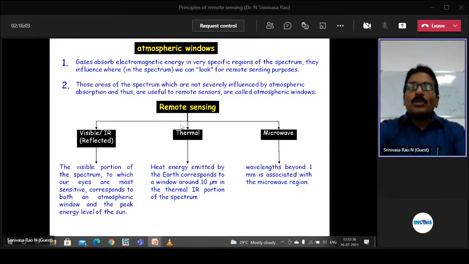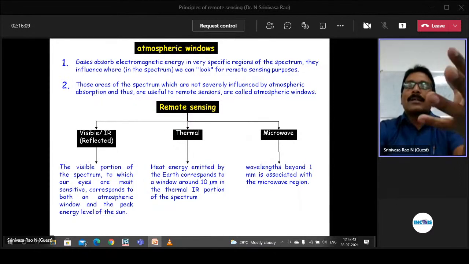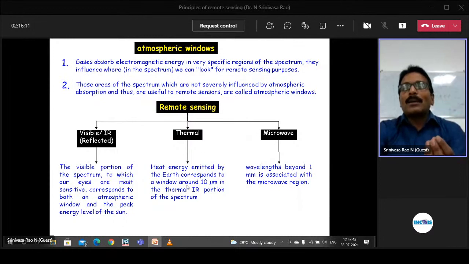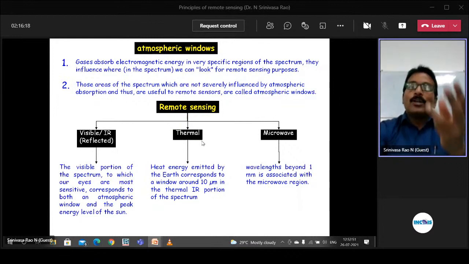If you come to the thermal, it is only emission. Based on the body temperature, it emits some energy. In the thermal region, for some portions, the atmosphere acts as a window. That means it is allowing energy up to the sensor. Those wavelength bands only we are using in thermal remote sensing.